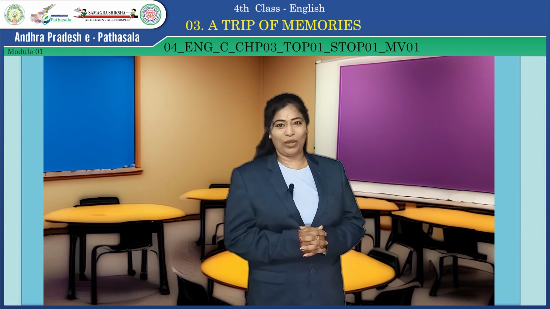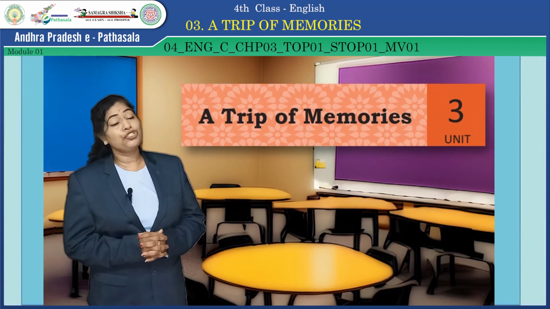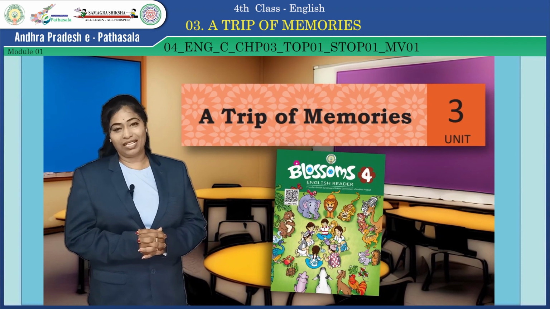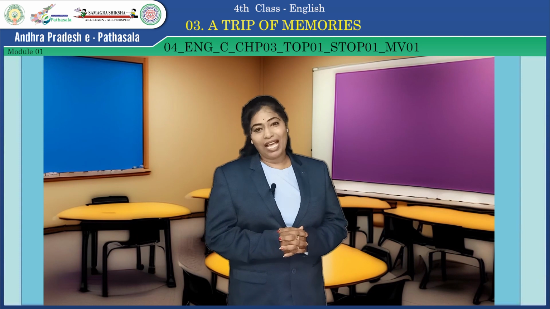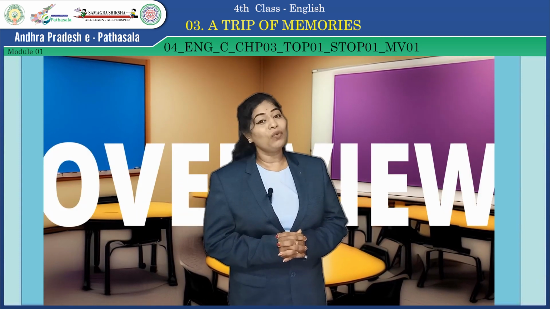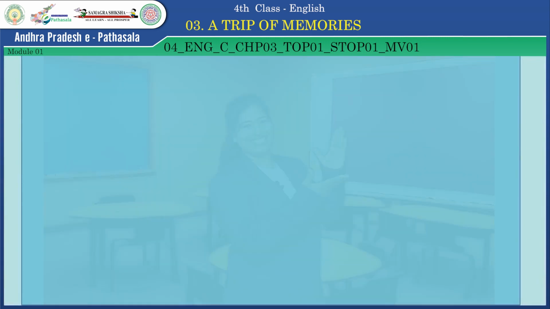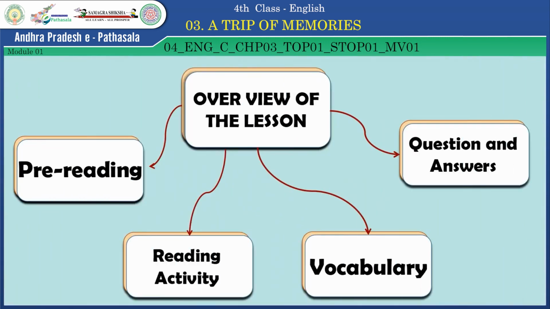Today, we are going to look at the topic, A Trip of Memories, from Class 4 English Blossoms. But before going to the topic, let's quickly look at the overview of our topic. Let's get started. In the overview, we are going to see pre-reading activity, reading activity, vocabulary, question and answers. Before going to the lesson, we will see the learning objectives of the module.